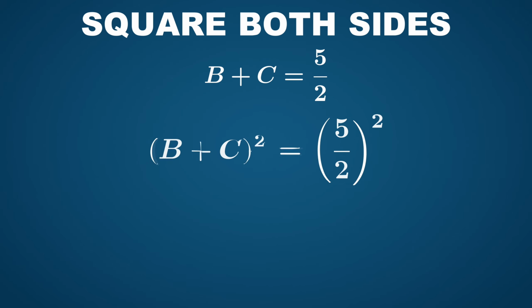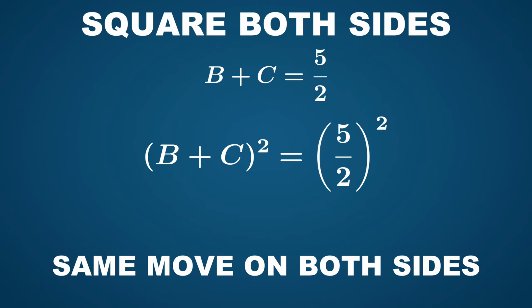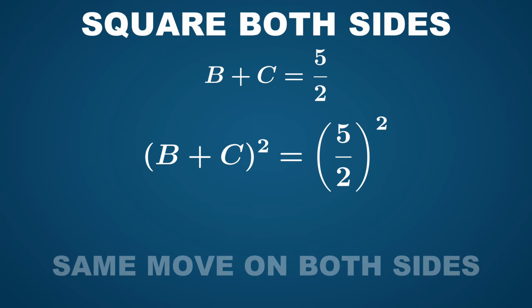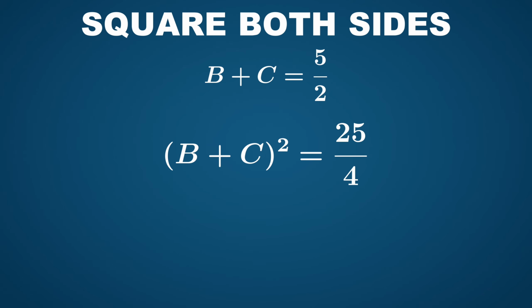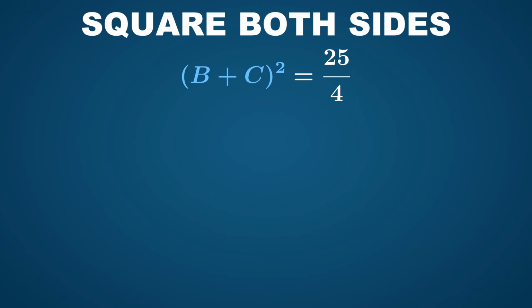So we square the left side, and we square the right side. Squaring both sides keeps the equation balanced. Whatever we do to one side, we also do to the other. On the right, 5 over 2 times 5 over 2 is 25 over 4. On the left, we are squaring the sum b plus c.